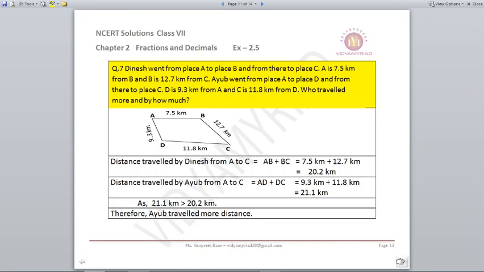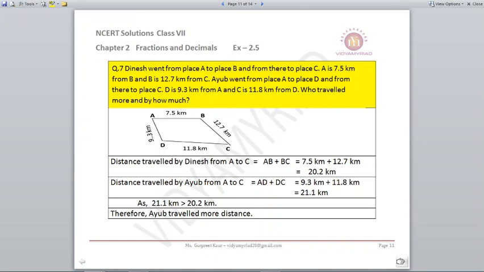Question number 7. Dinesh went from place A to place B and from there to place C. A is 7.5 kilometers from B and B is 12.7 kilometers from C. Ayub went from place A to place D and from there to place C. D is 9.3 kilometers from A and C is 11.8 kilometers from D. Who travelled more and by how much?